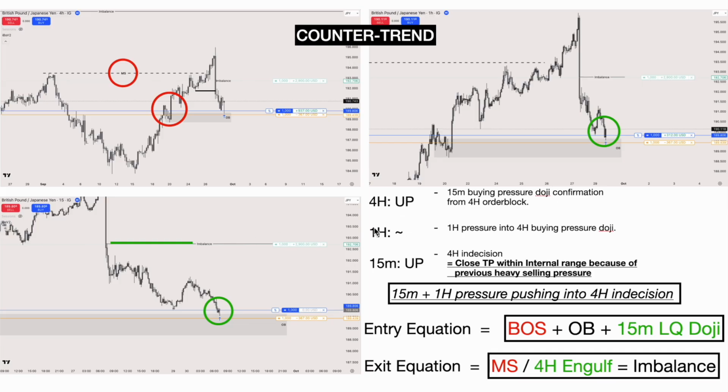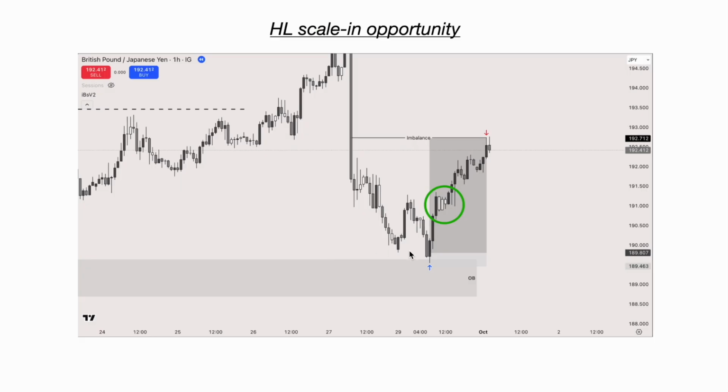We're looking at top-down analysis here where 15-minute pressure pushes into 1 hour pressure. So we have this long wick doji at the institutional zone, and we put a close take profit within the internal range because of previous heavy selling pressure. So we're looking at this imbalance, and that's where take profit is. We can see that's where profit was taken, and there was another opportunity to enter on the way up.